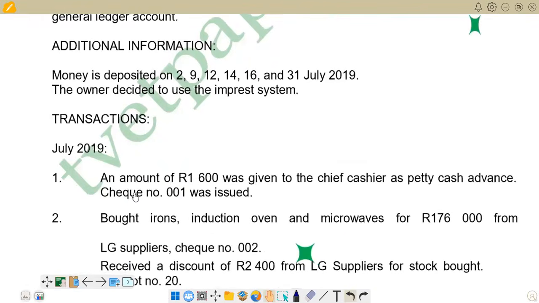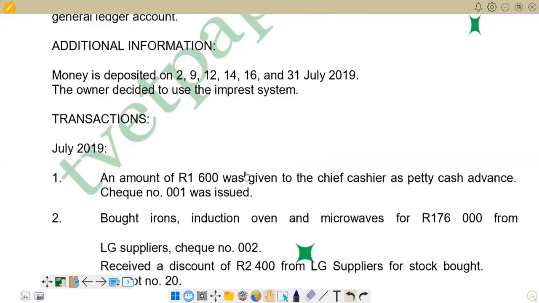On the transactions, we have July 2019. So the transactions now follow. What we are going to do is look at each and every transaction and identify which journal is being affected, and then we post to the journal. We're going to start with the first one, which is an amount of 1,600 given to the chief cashier as petty cash advance. Cheque number 001 was issued. Which journal is being affected is the question there.